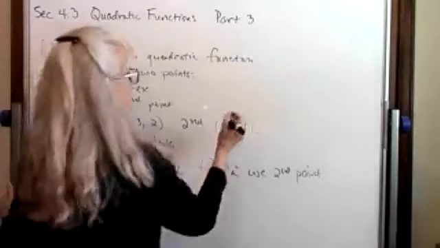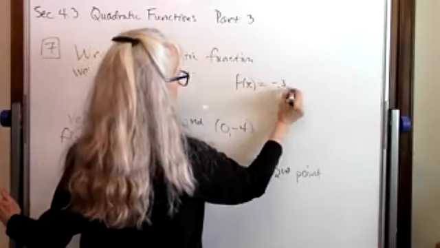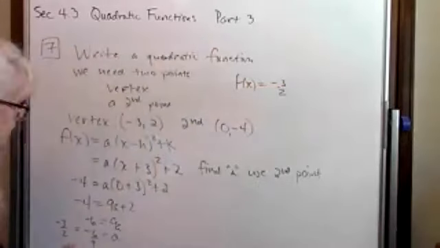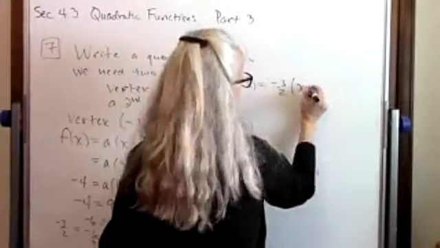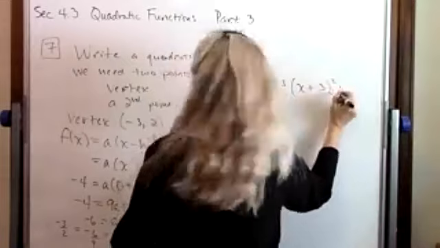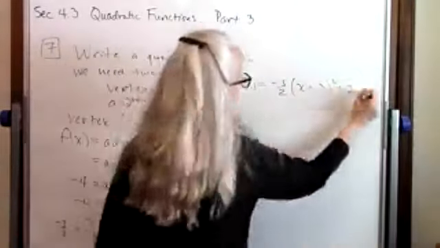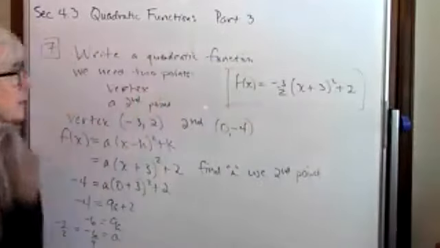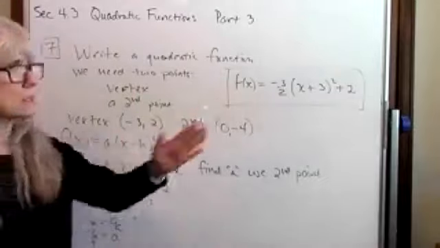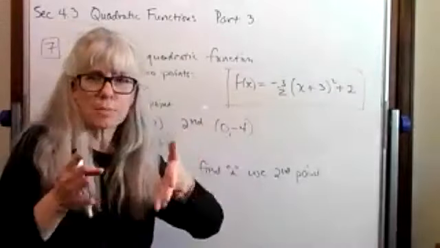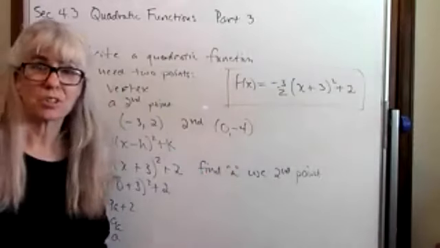So to answer the question, our quadratic function is f of x is equal to negative 3/2. That's the a we just found. And then we already had the x plus 3 quantity squared, and then the plus 2. And there it is. There's the quadratic function that fits that graph. And you'll notice that it does back up the fact that it's opening down. So notice that it is a little wide, and that's because the absolute value of 3/2 is bigger than 1. So fantastic. Those are your quadratic functions. Yay!